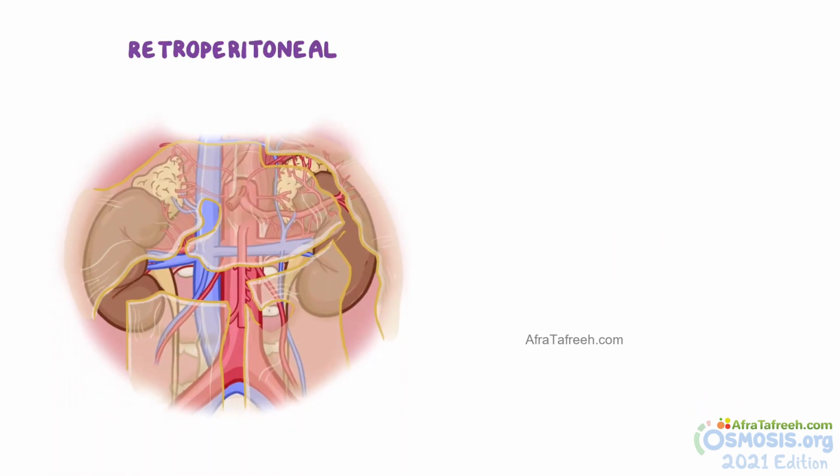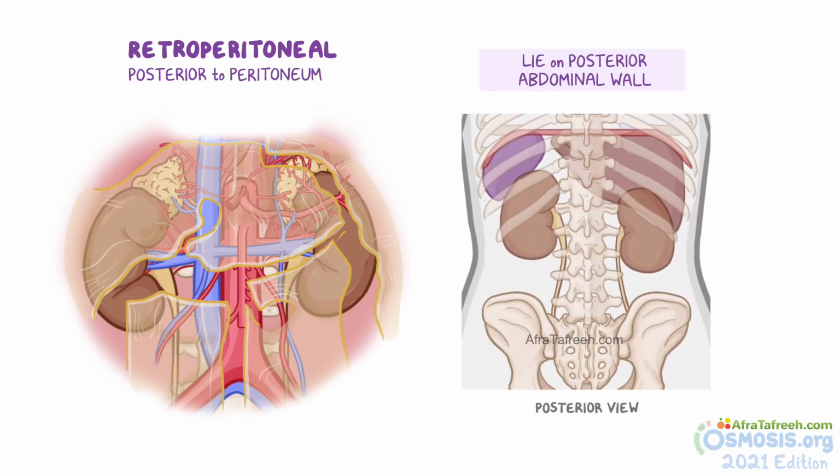Let's begin with the kidneys, which are retroperitoneal organs, meaning they lie posterior to the peritoneum. They lie on the posterior abdominal wall, at the level of the T12 to L3 vertebrae, on both the right and left sides of the vertebral column. The right kidney sits slightly lower than the left one, which helps make space to accommodate the large size of the liver located on that side of the abdomen.